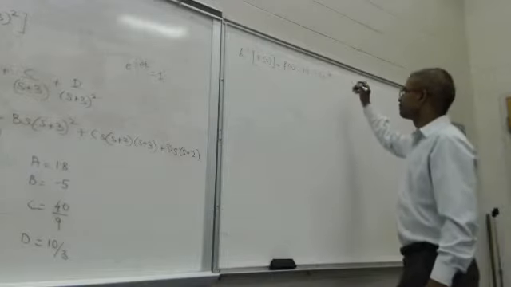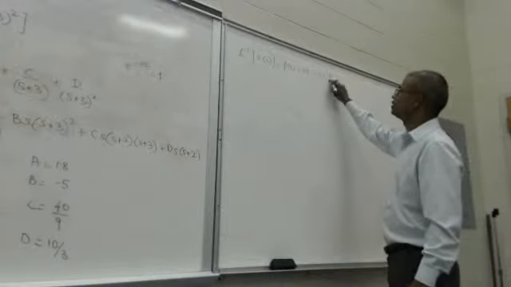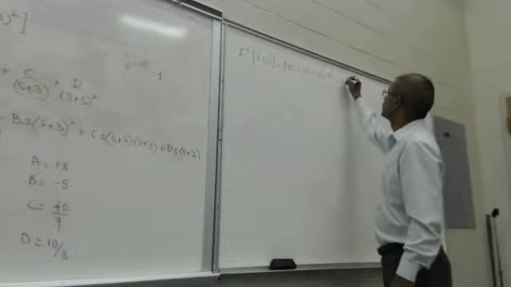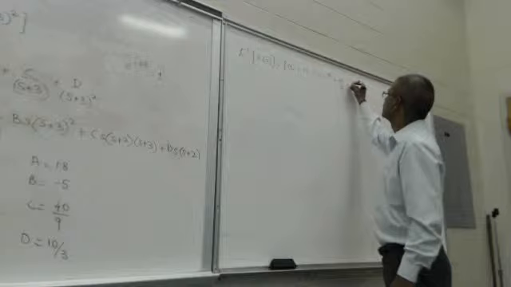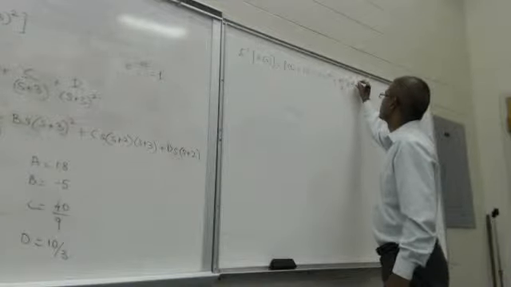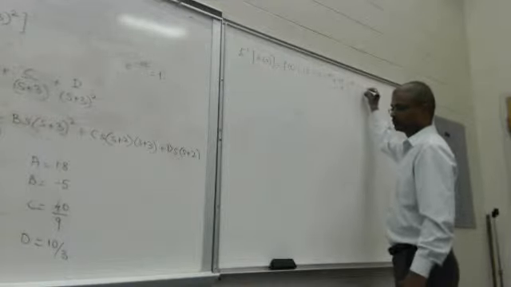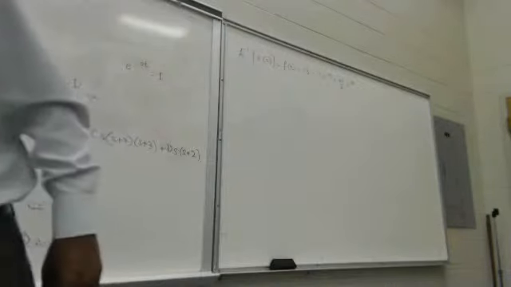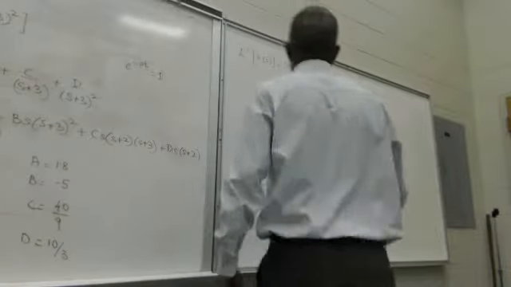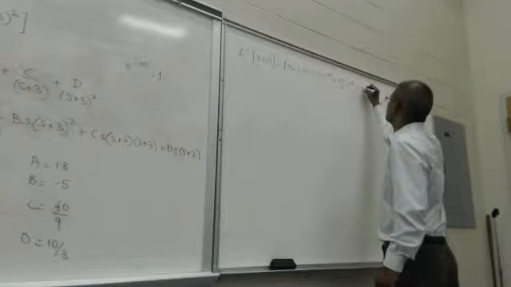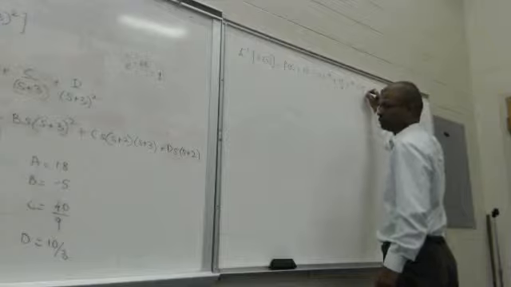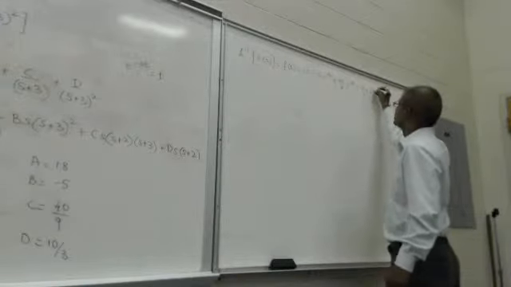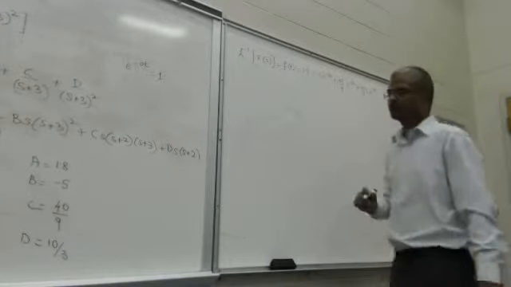Okay. So minus 5 e to the power of minus 2t plus 40 over 9 e to the power of negative 3t minus 10 over 3. Is that minus? No, that's a plus. Both of them. So plus t e to the power of minus 3t. Got it?